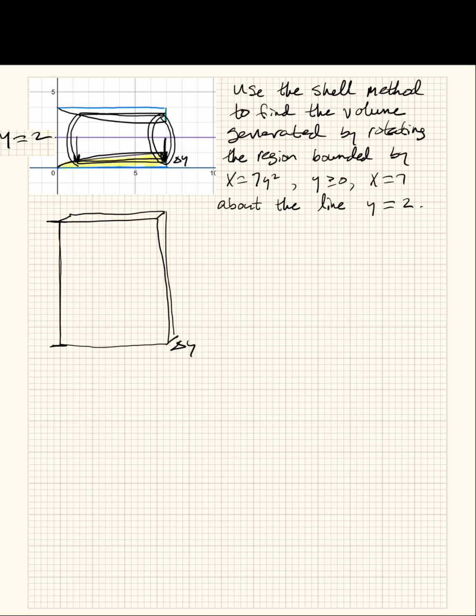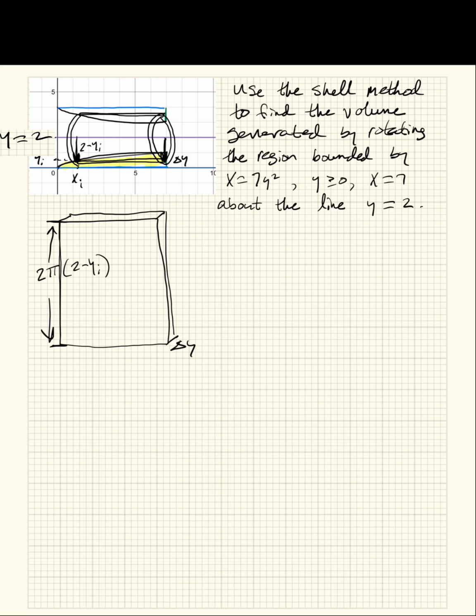Now, where this hits this function here would be at a dot that we might call x sub i, y sub i. And the radius of that shell would just be the distance from the line y equals 2 to whatever this y sub i coordinate is. And that distance would just be 2 minus y sub i. So then the circumference of the shell will correspond to this dimension of this rectangular solid, and that dimension would be 2 pi times 2 minus y sub i.